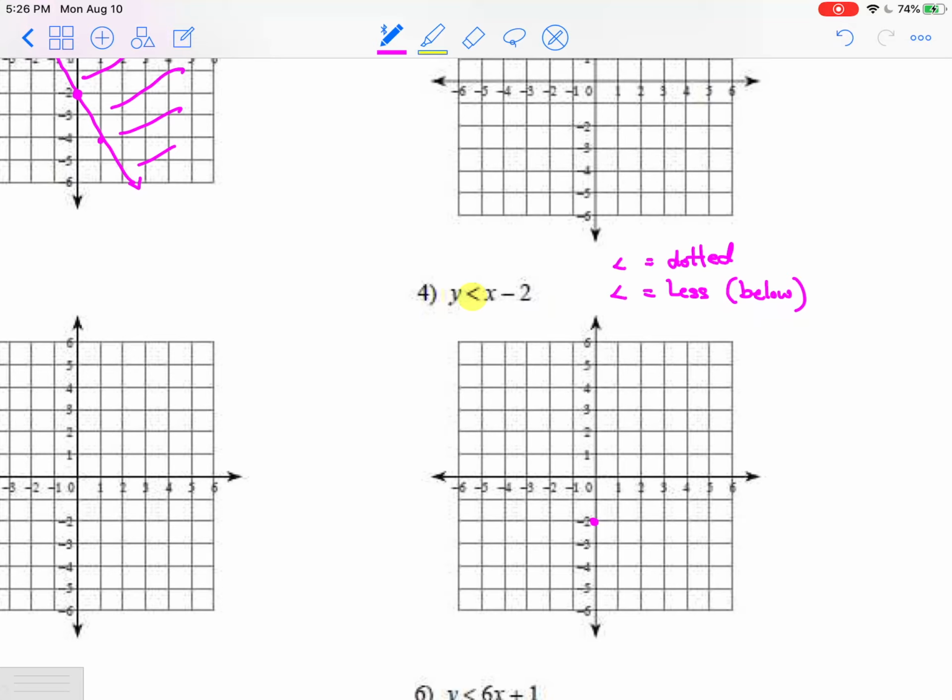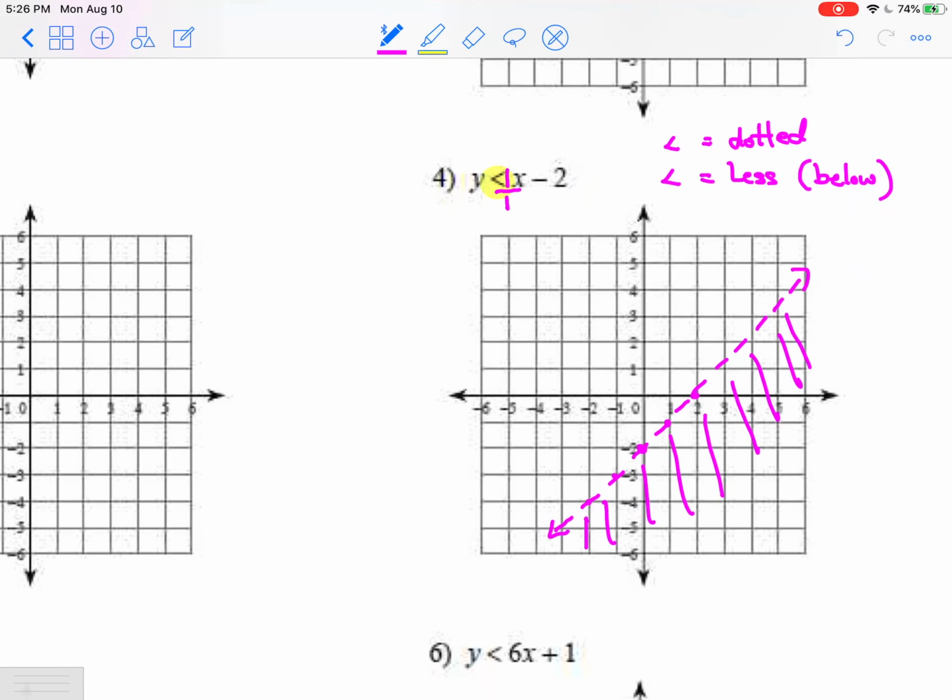Looks like our y-intercept once again is down here at -2. Our slope is 1, so what that really means is 1/1. So I'm going up 1 and +1, or I can go negative and -2. Doesn't matter. All right, and I need a dotted line, so I'm just going to sketch as best I can a dotted line there. And it's less than, so it means it's below, underneath this line.